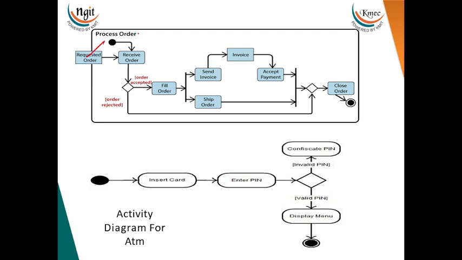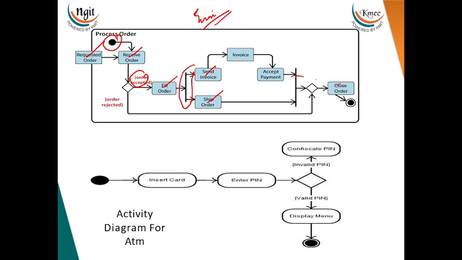Request order, yes. Start, receive an order, order accepted, order rejected. Order rejected, yes, close. As order accepted, fill the order. Send invoice, ship order. See this one. And then it goes to invoice, then accept payment and it comes up to close. Shipping, after payment it comes here, then it goes to order close. This is an example of your activity diagram.